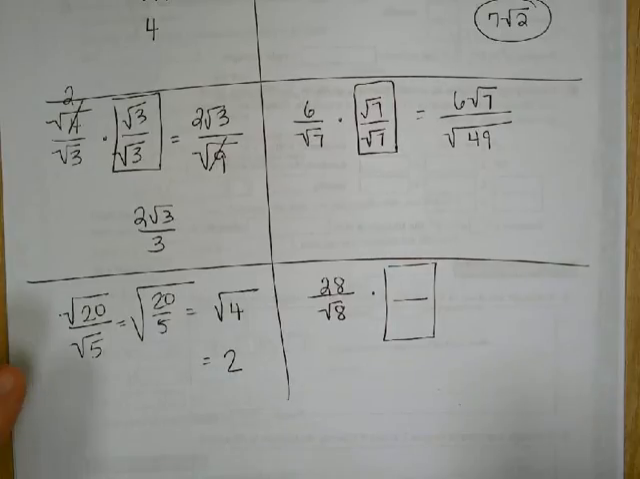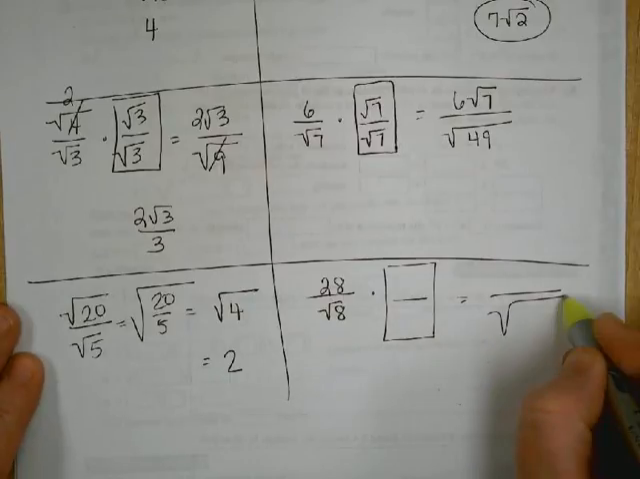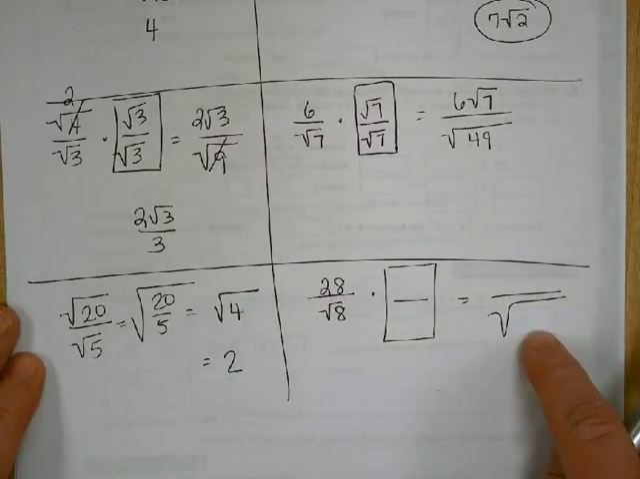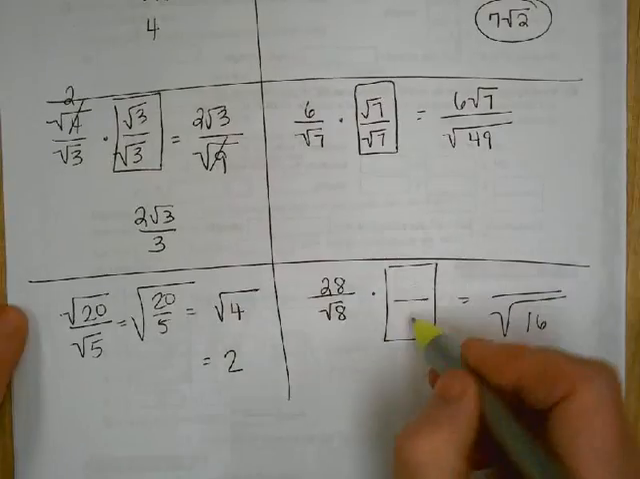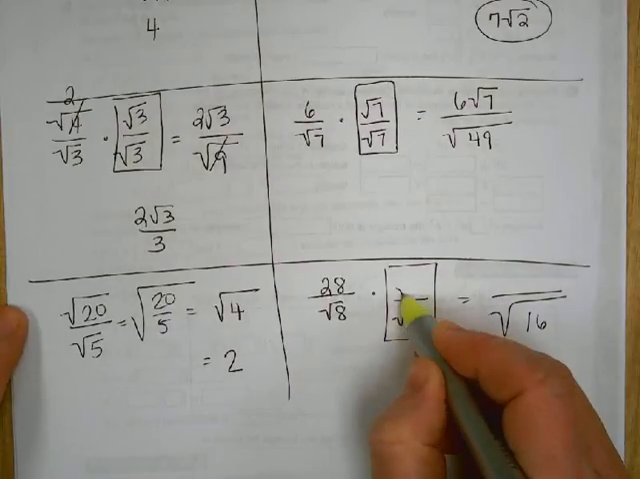Oh, square root of 2. What are you turning 8 into over here? 16. So you don't have to go from 8 to 64. You can, but you don't have to. You could take 8 and move it into 16, and to do that, you multiply by the square root of 2 over the square root of 2.